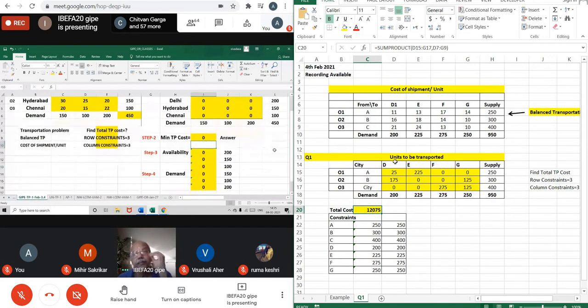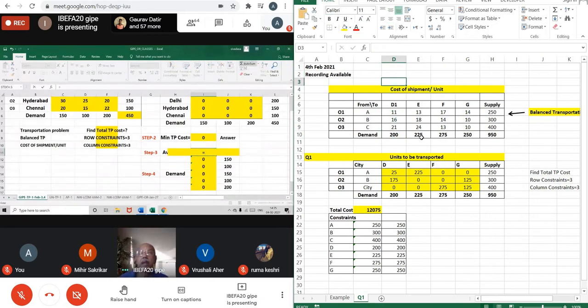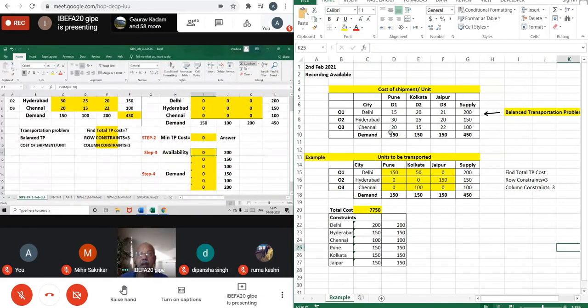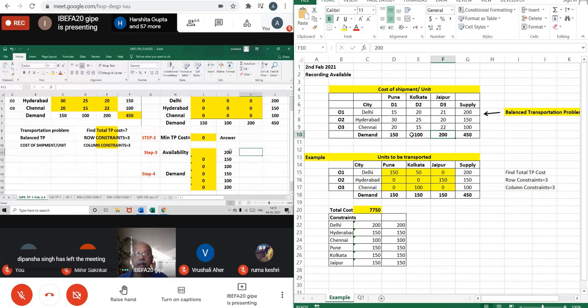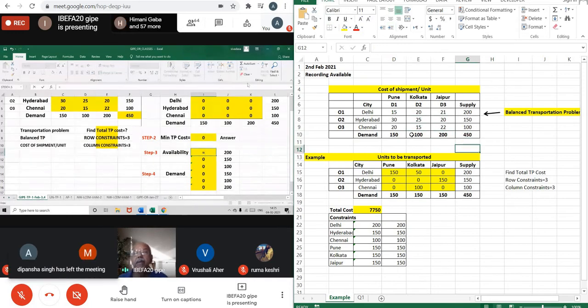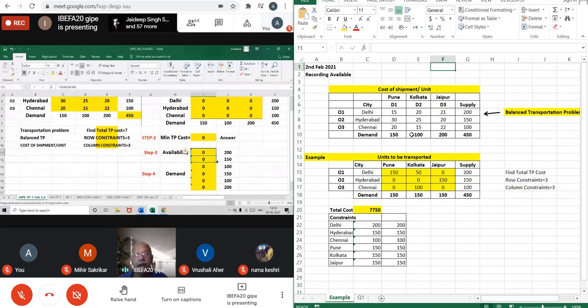And availability will be some Delhi allocations, Hyderabad allocations, Chennai allocations. See?